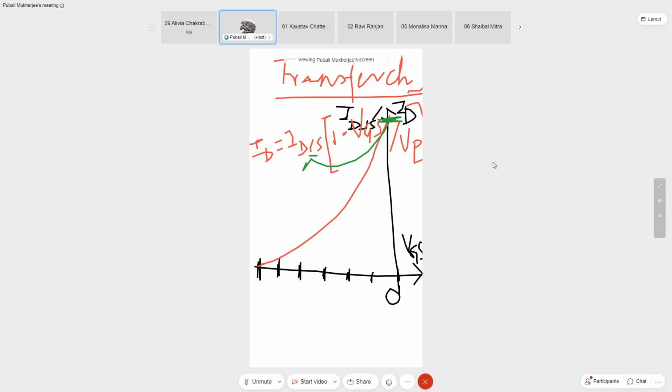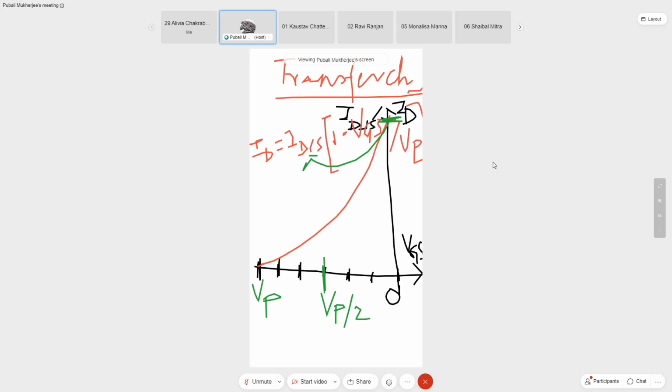Generally it is customary to select a Q point which is lying at the center of the graph. In this case also it is very customary to do so. If this is the pinch off voltage, this is a point which is VP by 2, half of the pinch off voltage.